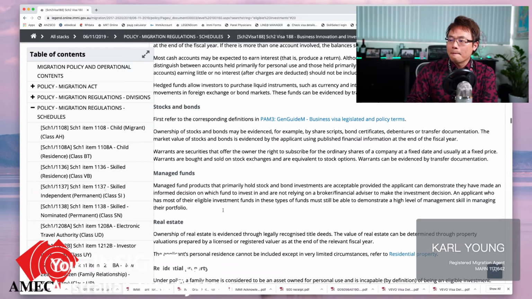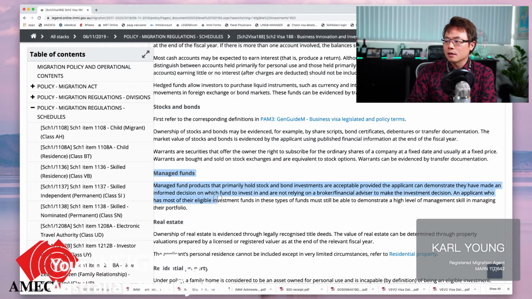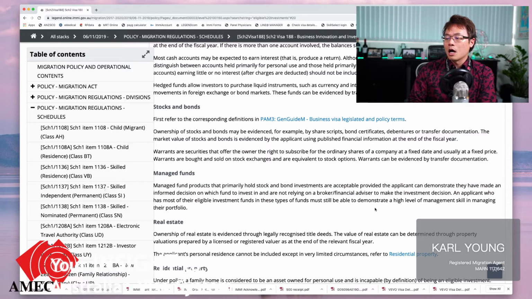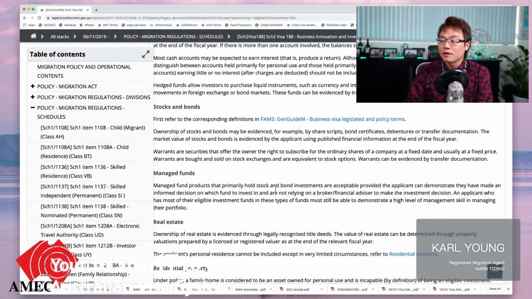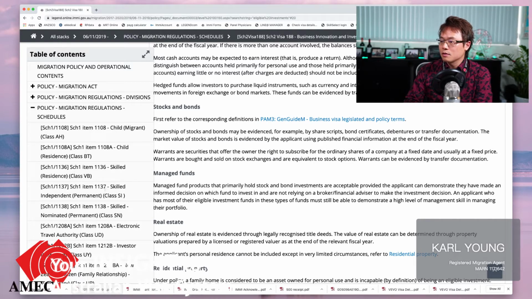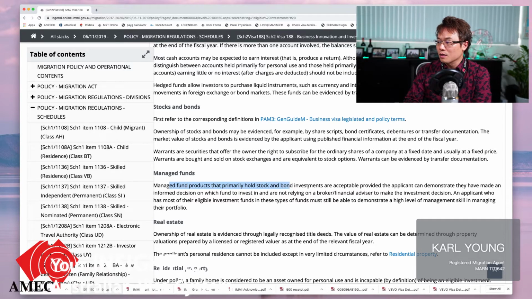Okay, managed funds, as I have mentioned, it's more if you go into startup funds and VC venture capital funds, so it's all counted. These funds can also include stocks and bonds as well.